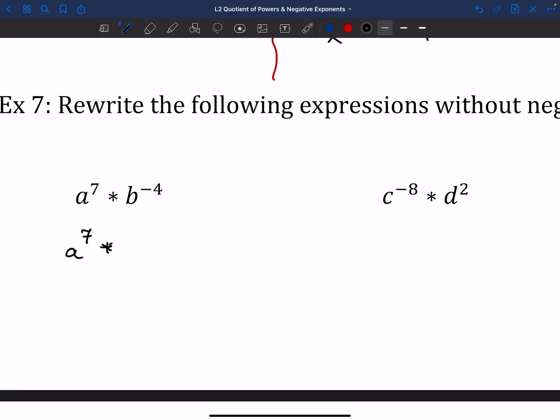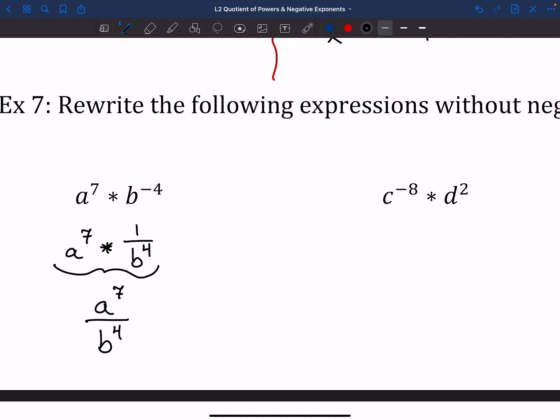When I'm doing b to the negative 4th, again, what I want to do is flip it to the bottom of a fraction and make that exponent positive. So it's 1 over regular old b to the 4th. When I simplify this down, when I smush these two things together, anything with a regular old positive exponent goes on the top of a fraction, and anything that was kicked down to the bottom goes on the bottom.